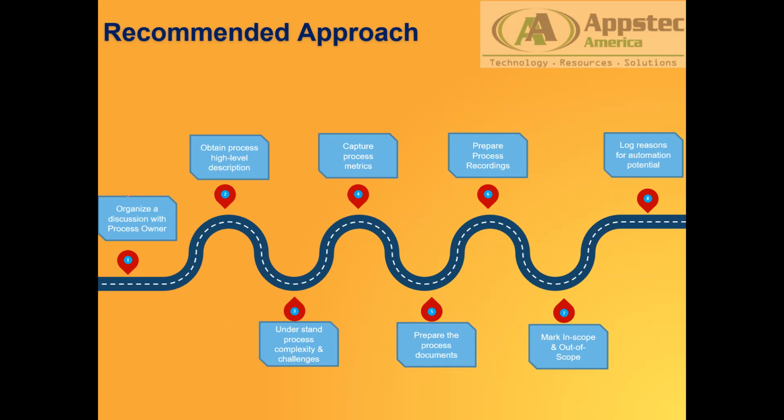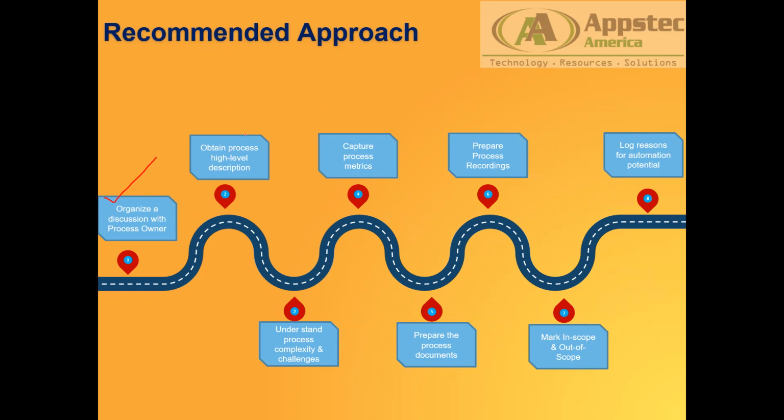First of all, we need to organize a discussion with the process owner. Now the first discussion is to understand what my requirement is, what automation I'm going to deal with, and what this process involves eventually. That's my step one, right?